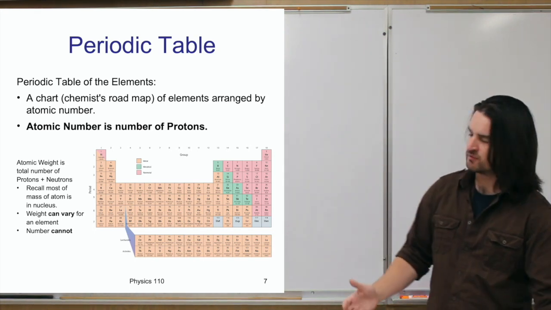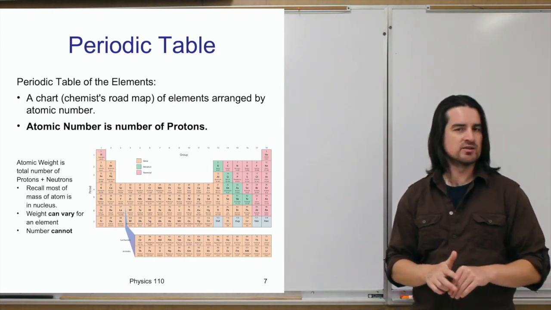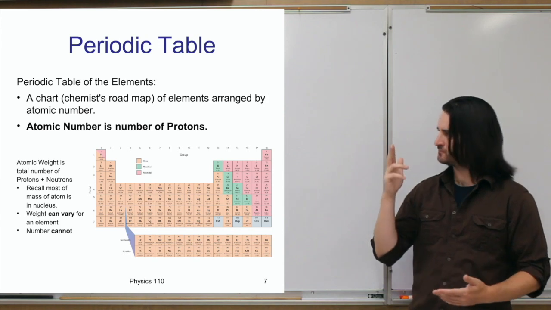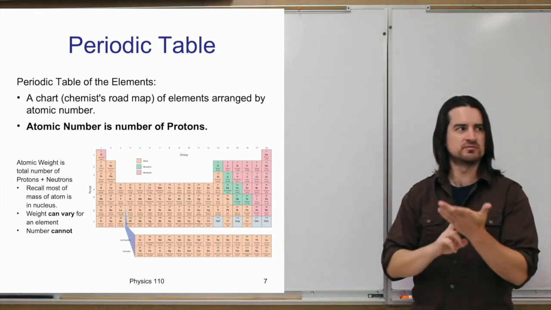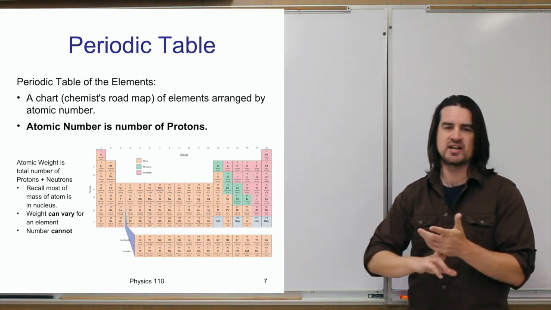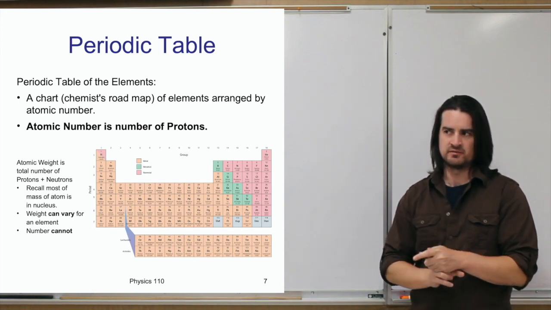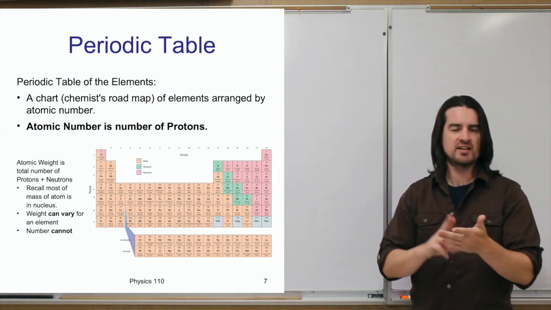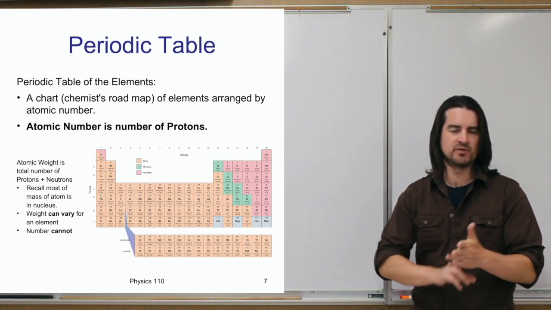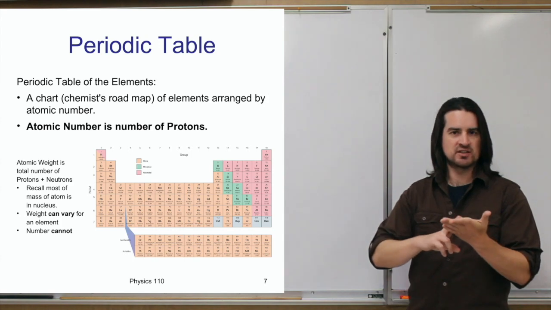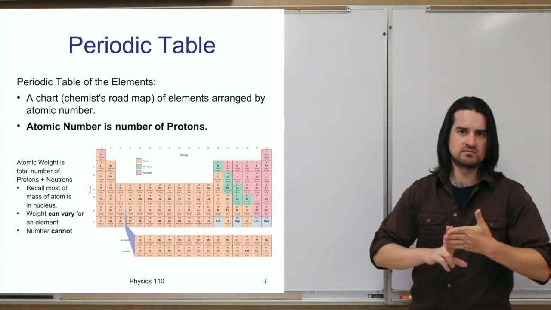So the number of protons in an atom is what's known as the atomic number. It's just a way of saying how many protons are in the nucleus of that atom. And in the same way I told you in the last slide, that's saying what that atom is. The atomic number is exactly the number of protons, which tells you exactly what element it is.